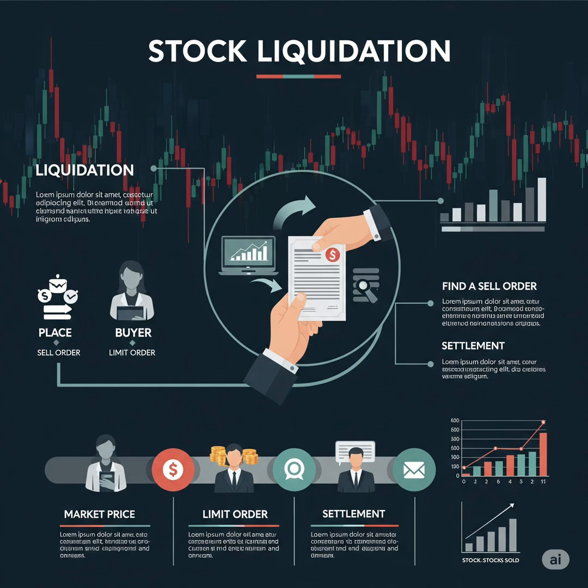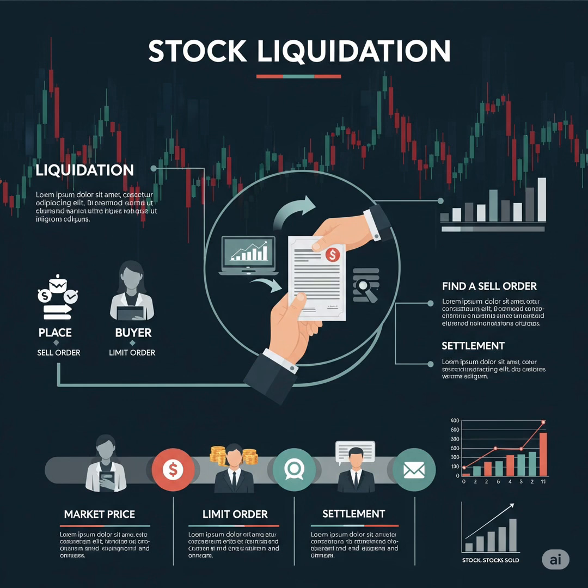Now, why does it happen? Investors may liquidate for various reasons. First one is to take profits. The second one is to cut losses. The third is to rebalance their portfolio. And the fourth, they may just need cash. Here's an example. If you own 100 shares of Apple and sell them on the stock market, you've liquidated your position, basically turning your shares into actual money.